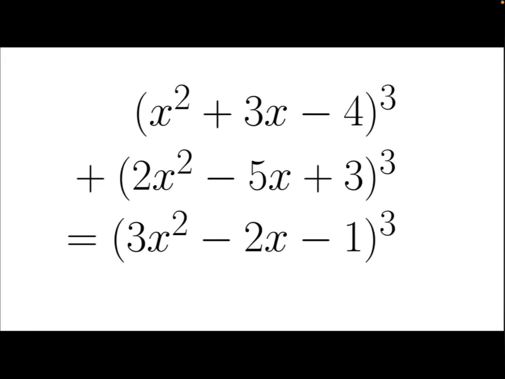In this video, we're going to find x such that the cube of x squared plus 3x minus 4 plus the cube of 2x squared minus 5x plus 3 equals the cube of 3x squared minus 2x minus 1.